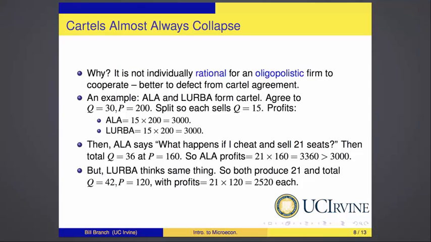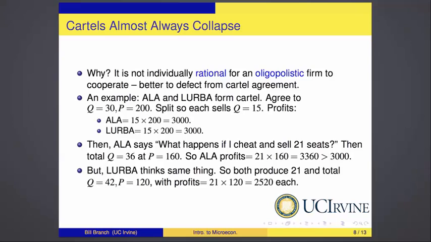And so now each of them is selling 21 seats, so more seats, but at an even lower price, $120, that leads to profits of $2,520 each. So they're worse off from this agreement. But because there was this incentive to cheat, that agreement wasn't individually rational and it wasn't sustainable. And that's why, for this reason, we as economists say, cartels almost always collapse.